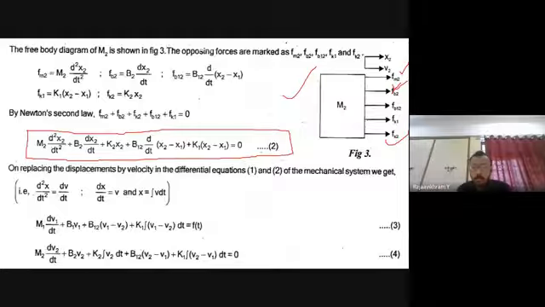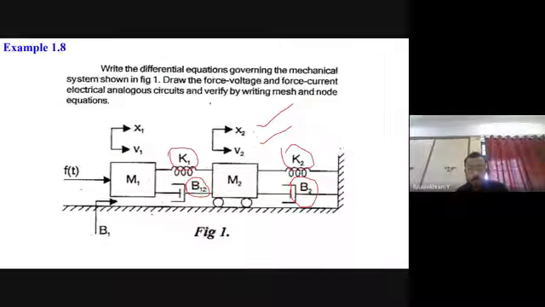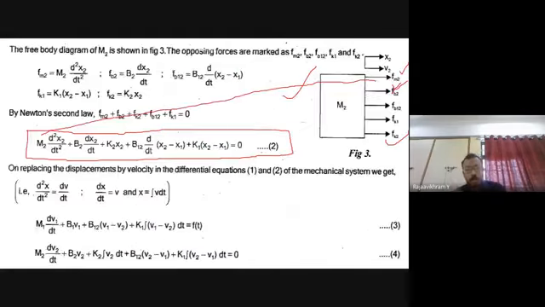So now first you have to start from Fm2. Fm2 is equal to M2 d square x2 by dt square, because the displacement is given as x2. Next B2. The second force is Fb2, B2 into dx2 by dt. And the third one is K2 into x2. You see in the diagram, K2 is only for M2. It is not common between M1 and M2. So we write K2 and X2.